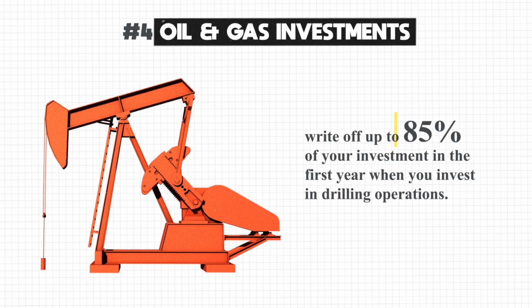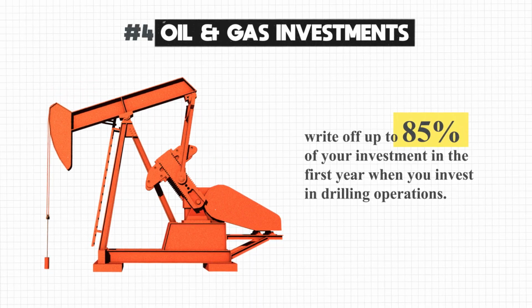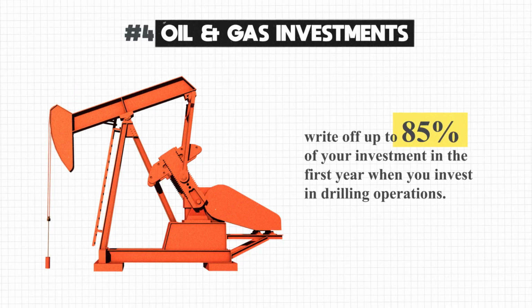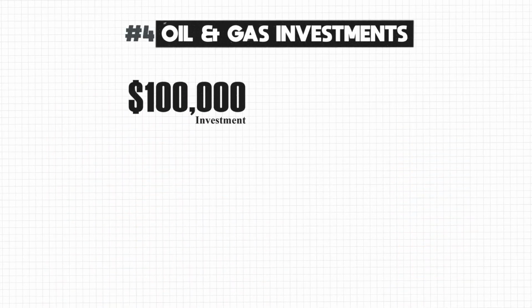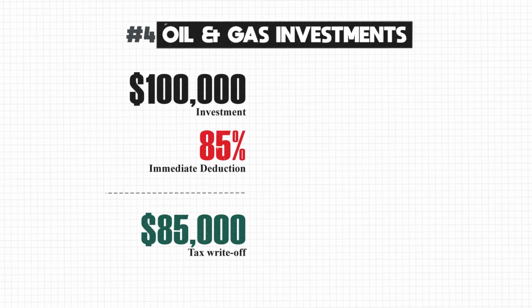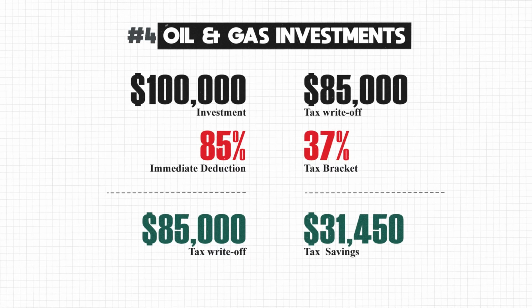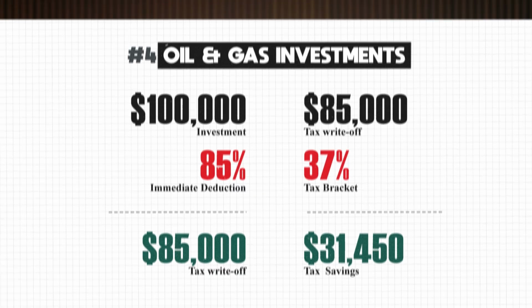Another big tax shelter we see is number 4, oil and gas investments. This one is typically for accredited investors, but it is powerful. The tax law allows you to write off up to 85% of your original investment in the first year when that business conducts drilling operations. So if you invested $100,000, you could potentially write off $85,000 immediately. So someone in the 37% tax bracket would save over $31,000 in tax savings in the first year. But also keep in mind that these investments do come with risk, so you will want to make sure that you do your homework.